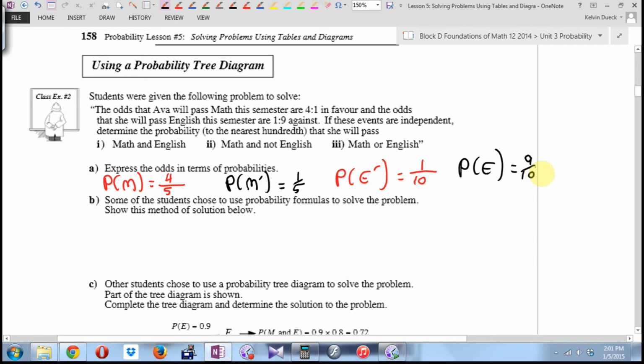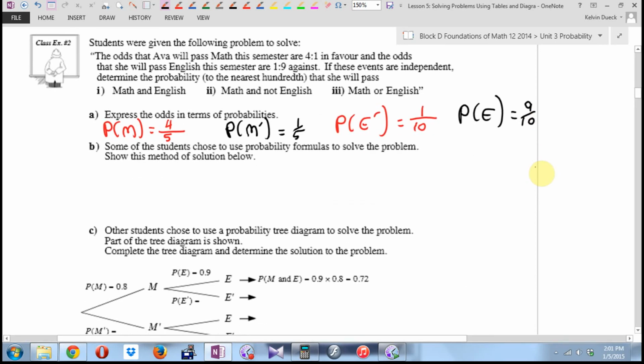Is that okay? By the way, this is why I'm not a huge fan of odds. I really have to think to not trip on my brain. But I also know odds are more widely used in the quote-unquote real world. So, okay. It says some students chose to use probability formulas. Oh, they did tell me the events are independent. We should underline that. I'll underline that in red.